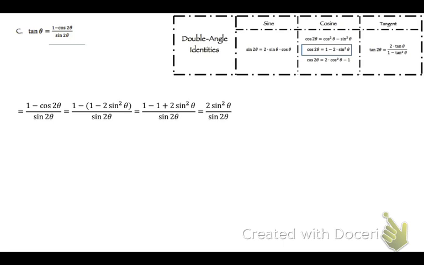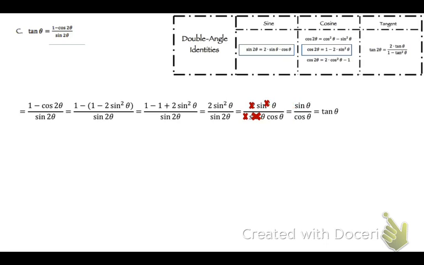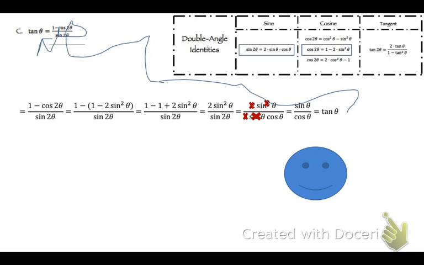And then sine of 2 theta equals 2 sine theta cosine theta. So I'll replace that. Then those 2's cancel. That sine of theta cancels with 1 on top, and I'm just left with sine of theta over cosine of theta, which equals tangent of theta, which is what we wanted. So we're good. Whoa. I do not know what happened with that arrow.